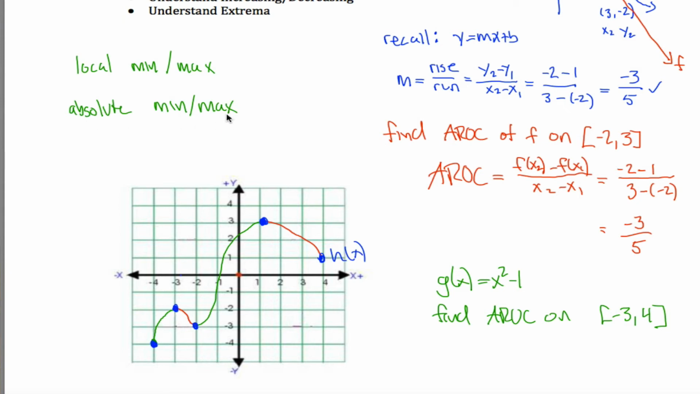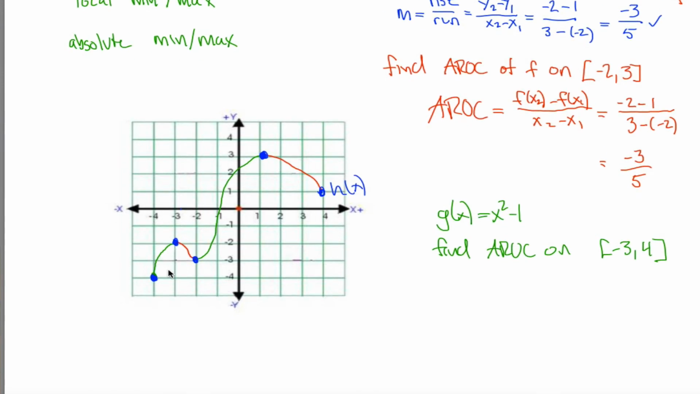Absolute minimum and maximum. The absolute minimum is the lowest point on the graph. Right here. Lowest the graph ever gets. Absolute min. Right there. Absolute max is just the highest the graph ever gets. That guy right there. That's it.